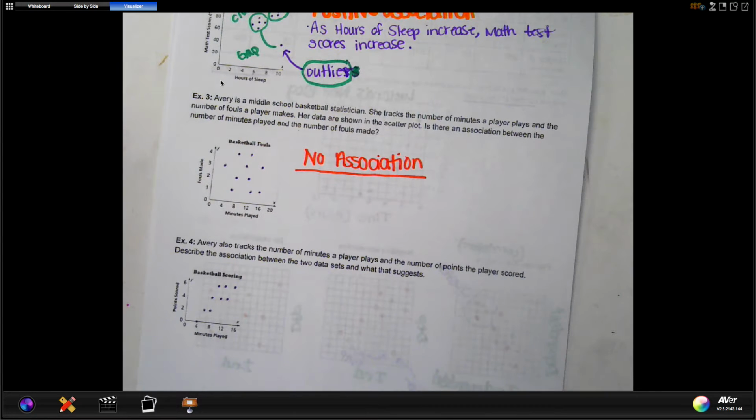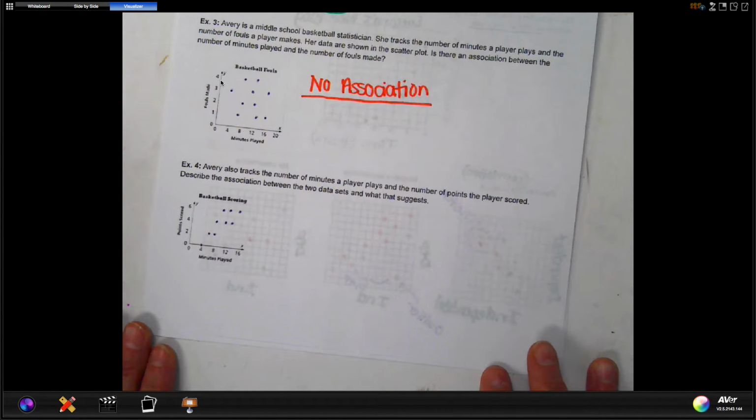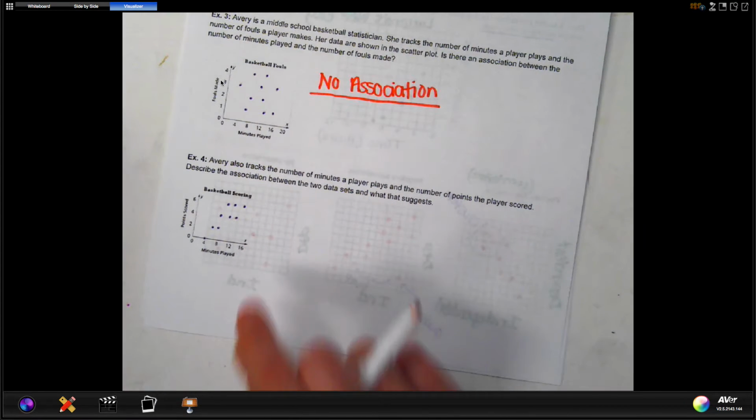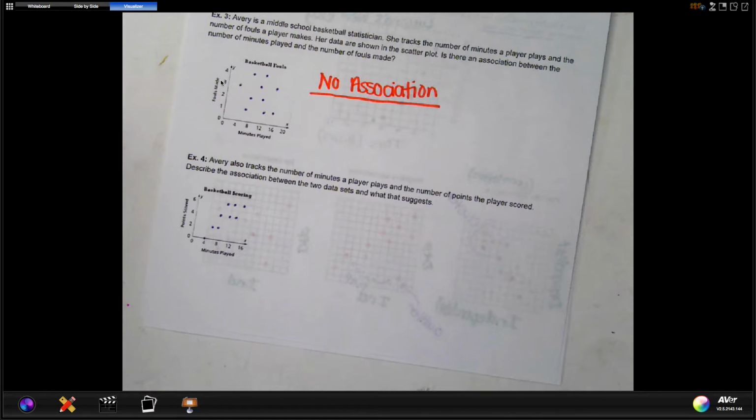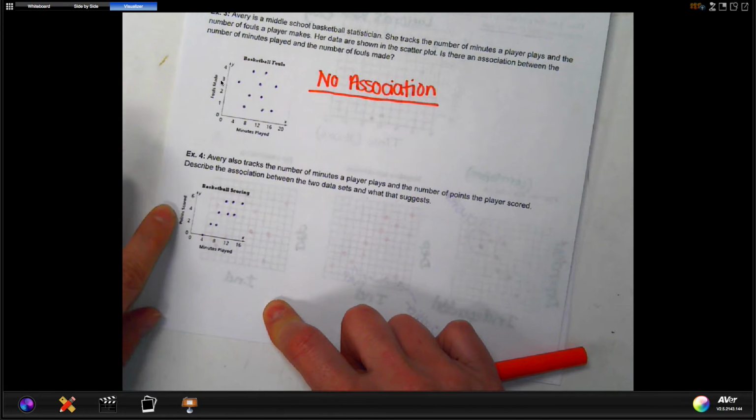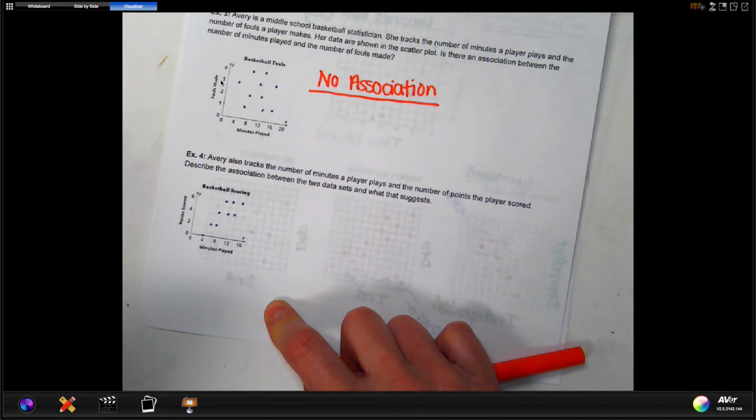Okay, last but not least then, and this is where some kids might get confused. It says Avery also tracks the number of minutes a player plays and the number of points the player scored. Describe the association between the two data sets and what that suggests. So in this one, it's different. This is the minutes they play versus the points they score. So is there an association this time?